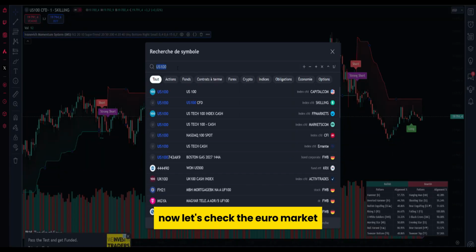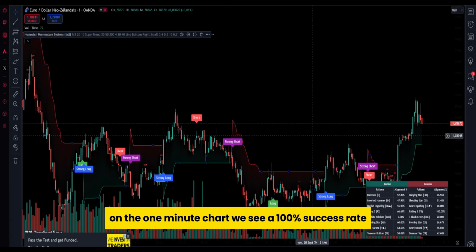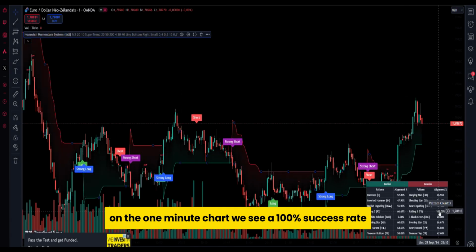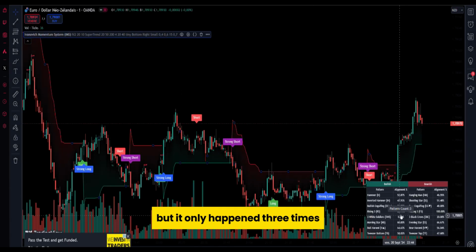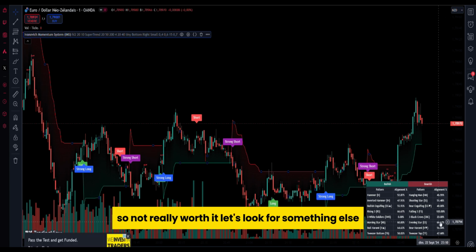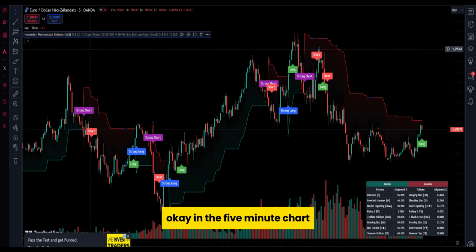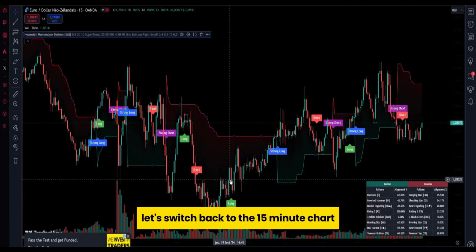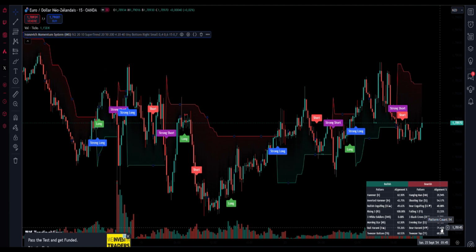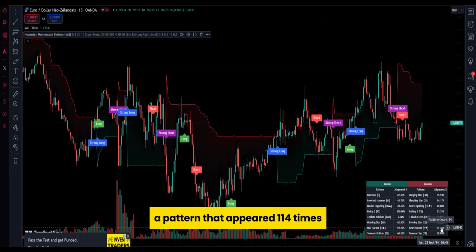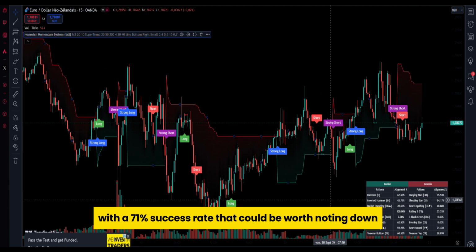Now, let's check the euro market, shall we? On the 1-minute chart, we see a 100% success rate, but it only happened 3 times, so not really worth it. Let's look for something else. Okay, in the 5-minute chart, nothing too interesting. Let's switch back to the 15-minute chart. Oh, look at this. A pattern that appeared 114 times with a 71% success rate. That could be worth noting down.